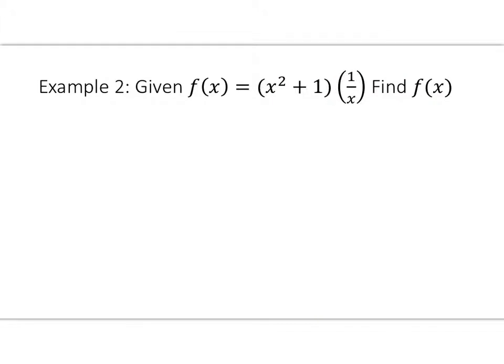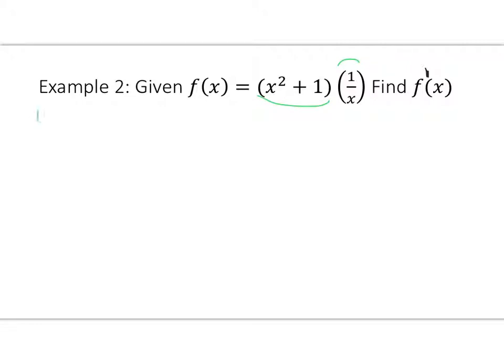All right, so find the derivative. Oop, lost my derivative sign there. Finding f prime of x. F of x is x squared plus 1 times 1 over x. Okay, so again, we can use our notation. So I'm going to say the first function is x squared plus 1. The second guy is 1 over x.